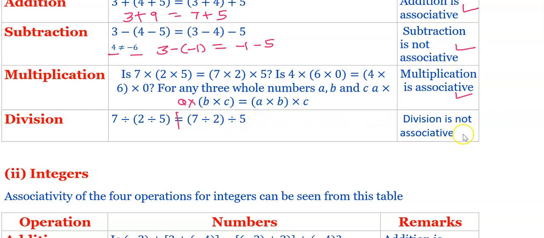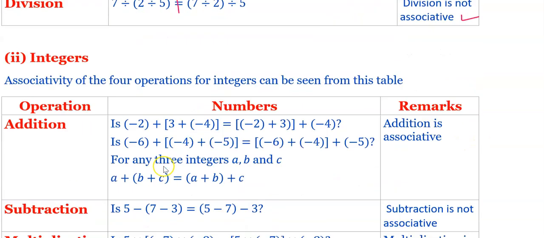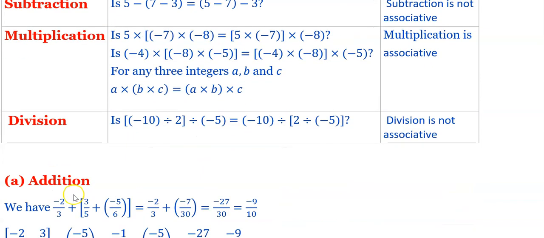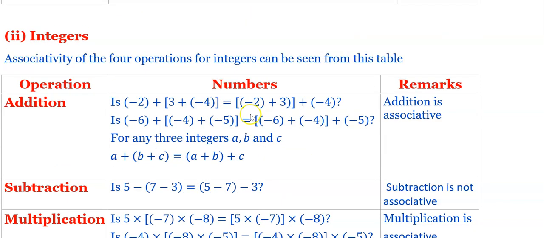Okay, therefore division is not associative. Next, the integers. What are the operations? Addition, subtraction, multiplication, division. If we take any integers, for example -2, 3 and -4, the property is -2 plus (3 plus -4) equals (-2 plus 3) plus -4.